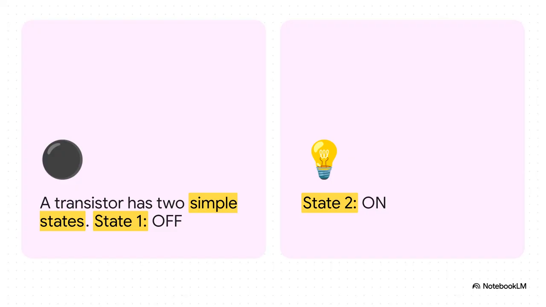So, think about it. Each one of these billions of switches can only do two things. It can be off, meaning no electricity is flowing, or it can be on, with electricity flowing right through it. That's it. That simple, two-state system is the absolute key to everything.